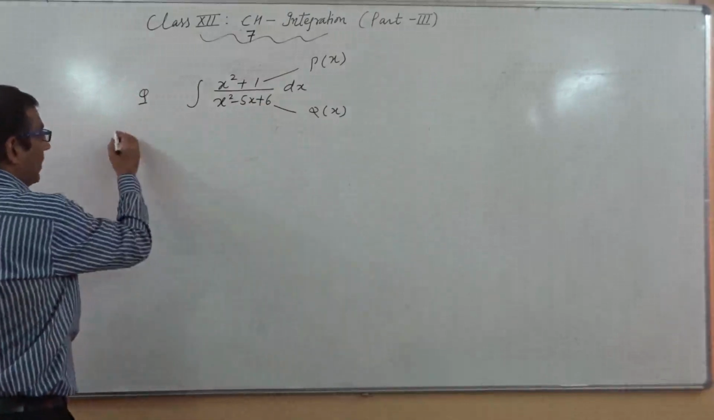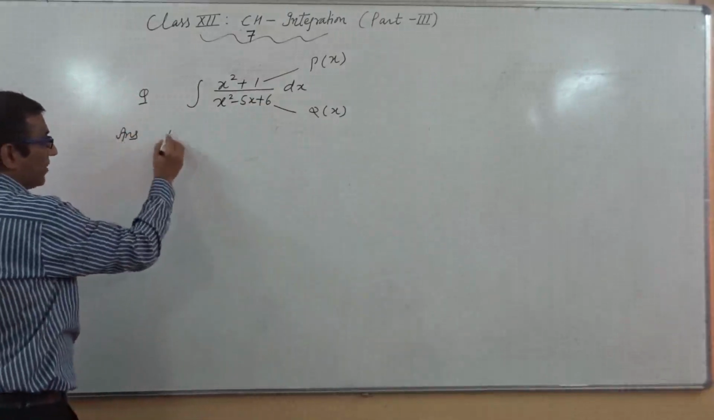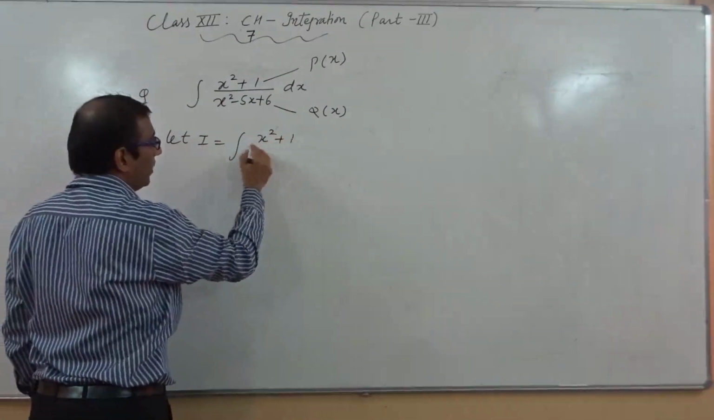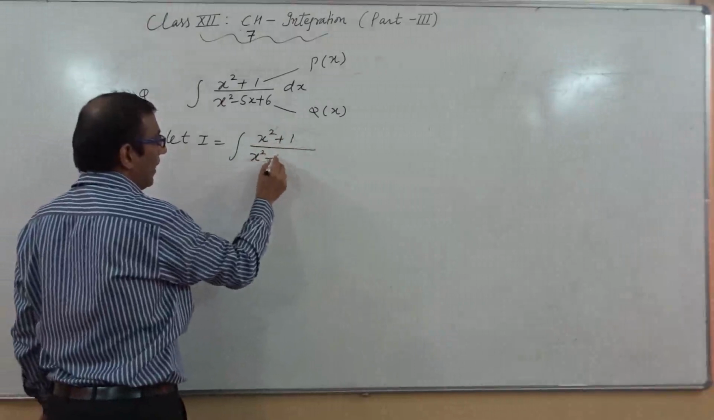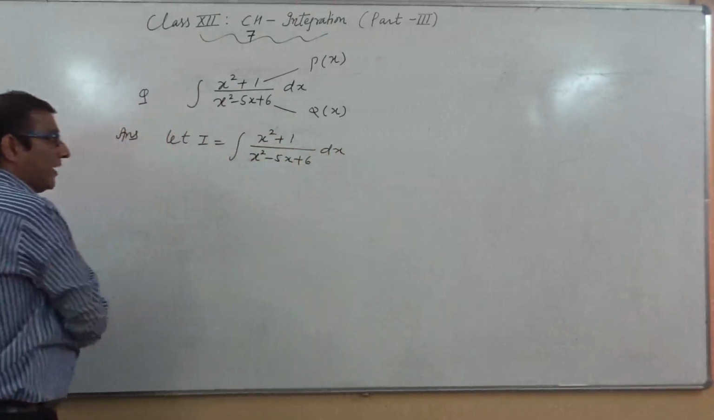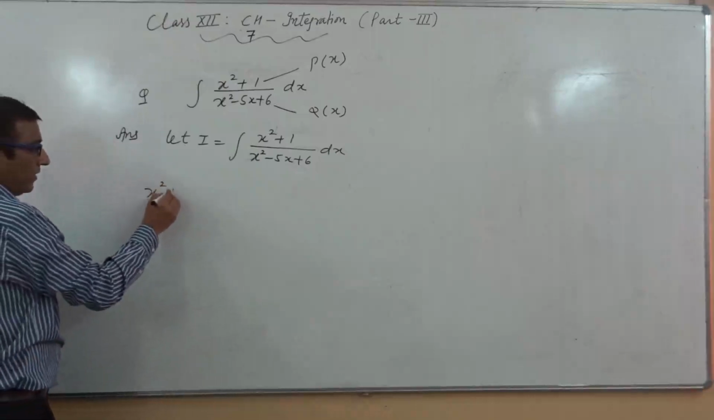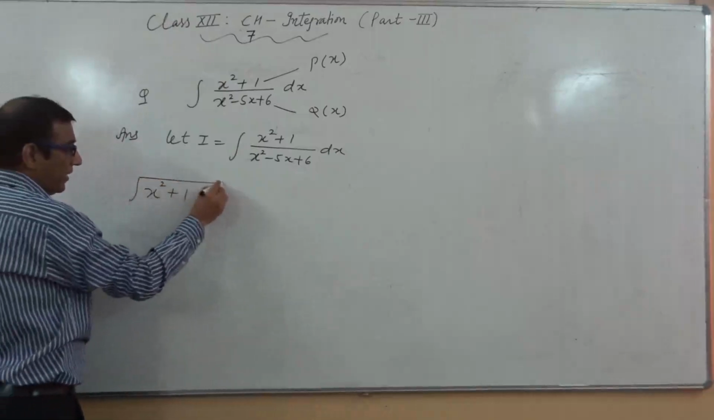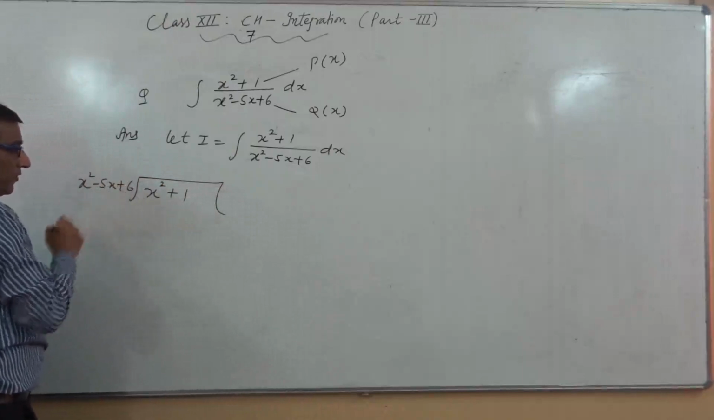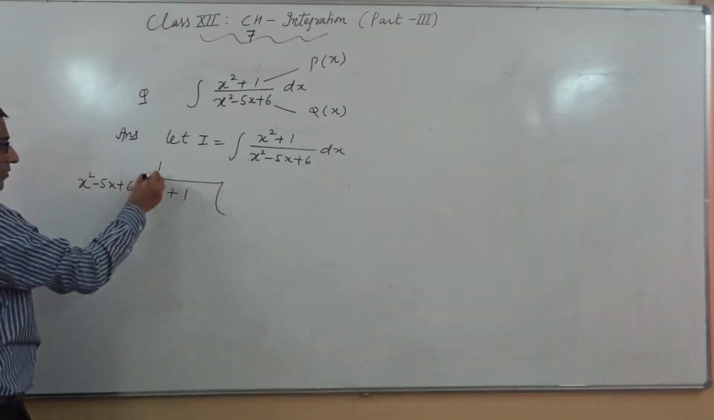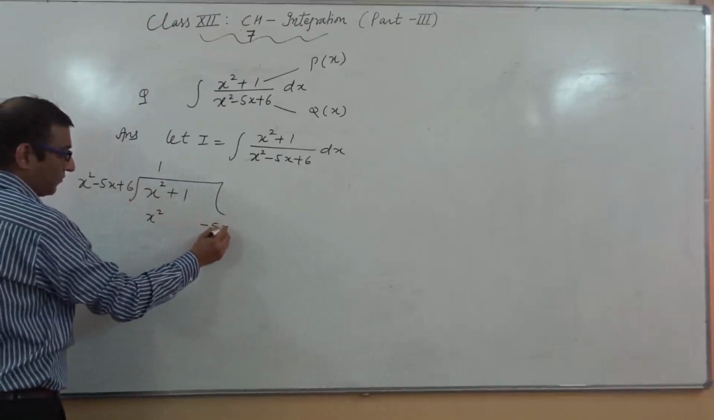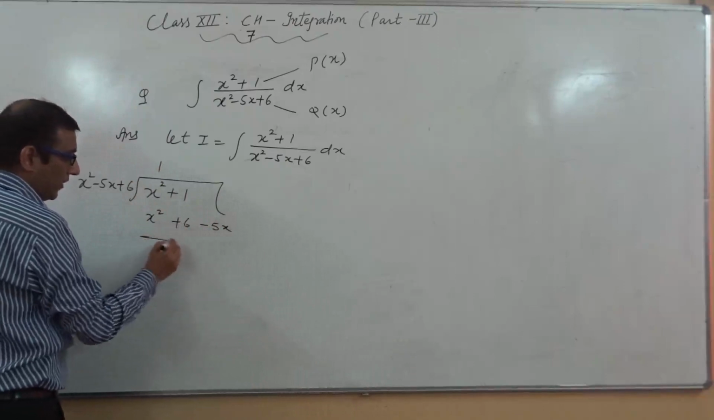So how can we do the integration here? First we will start with, let I equal to the integral of (x square plus 1) upon (x square minus 5x plus 6) dx. So we will divide the numerator by the denominator by the long division process. First we will solve it, and it can be written as, or you can say we will rearrange it.